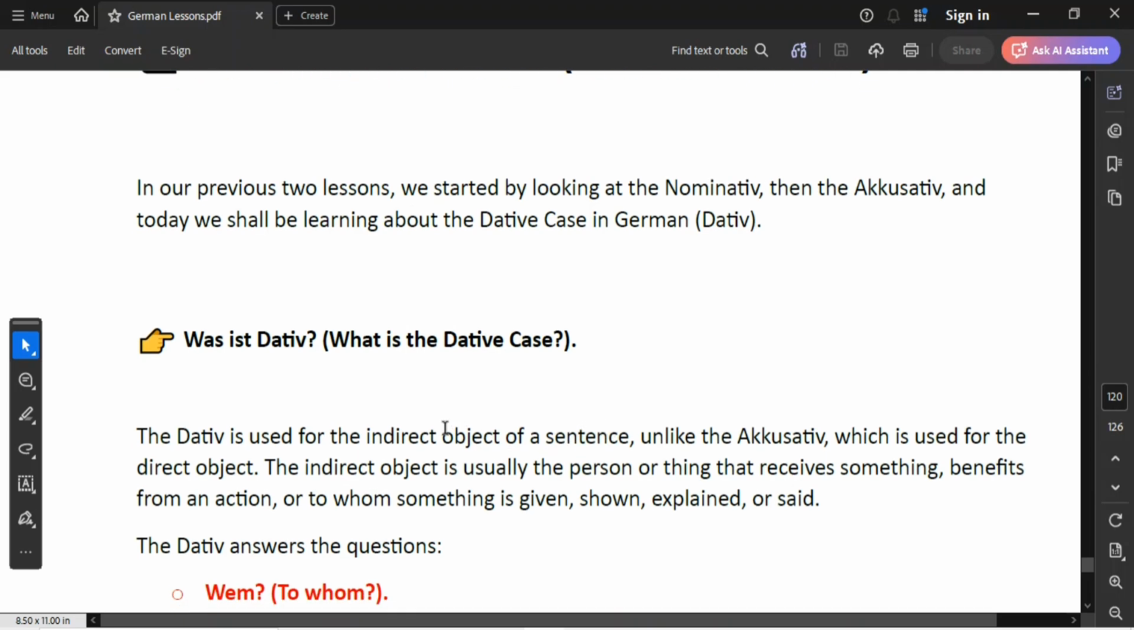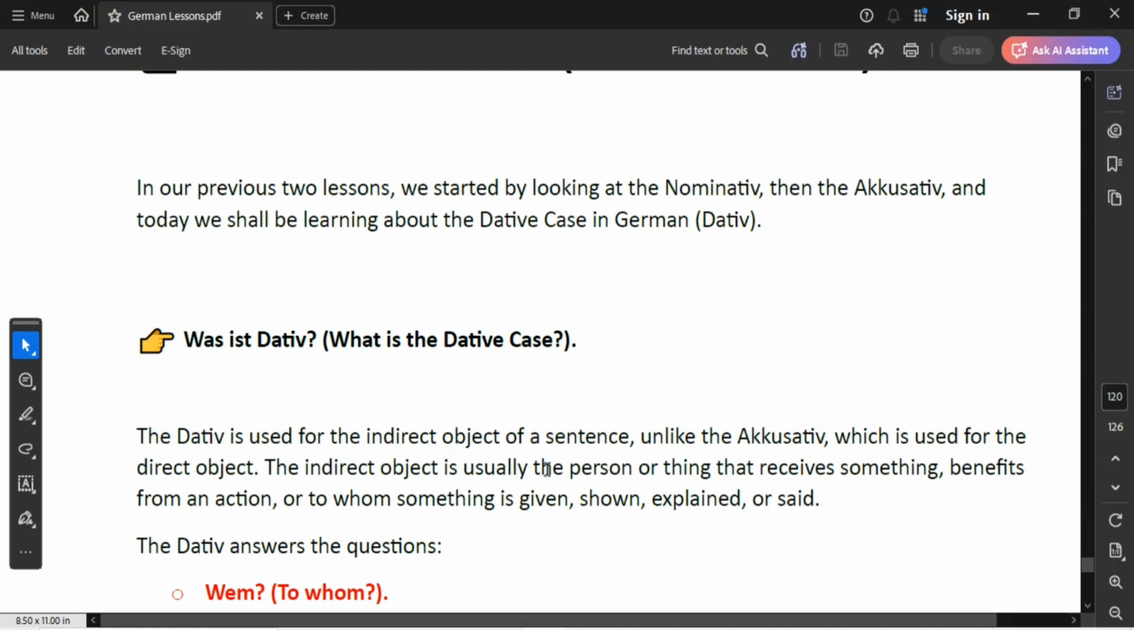The dative is used for the indirect object of a sentence, unlike the accusative, which is used for the direct object. So dative is for the indirect object, and accusative is for the direct object.